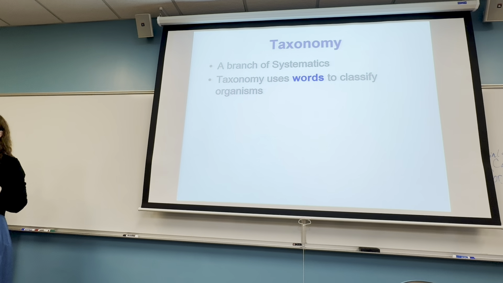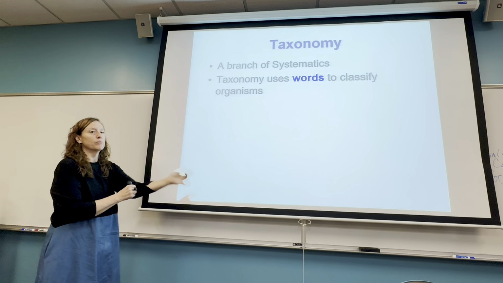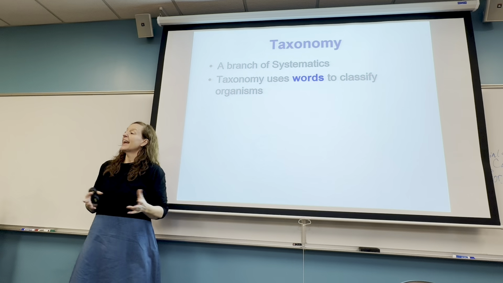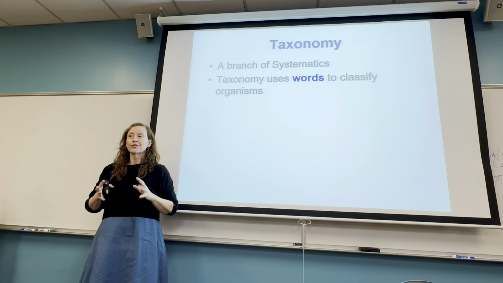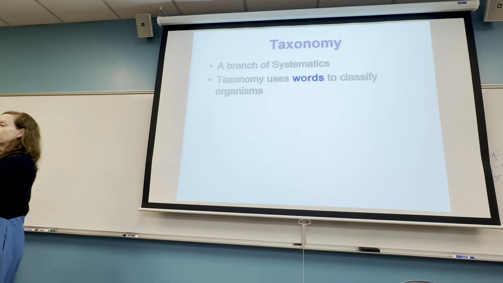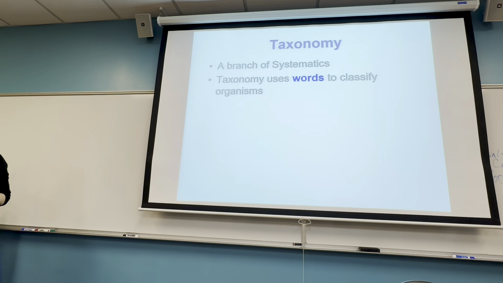Taxonomy, this is also kind of a part of overall systematics, but in this case, what we are doing is we're using like a language. We're naming things. We're using different word groups to group things together. So systematics is the actual grouping, and taxonomy is the naming part of it.